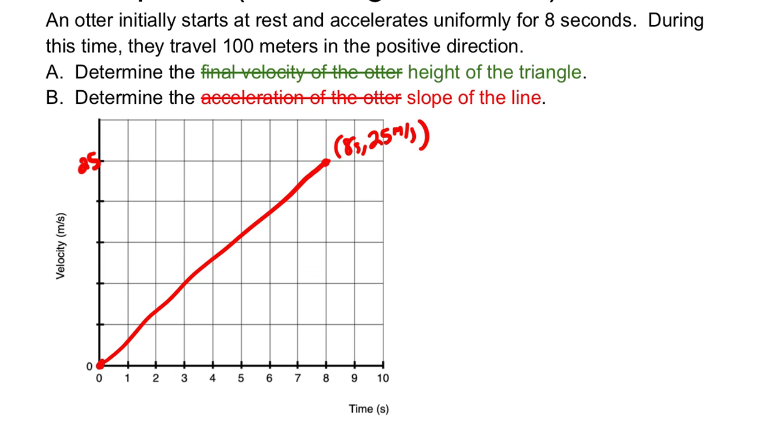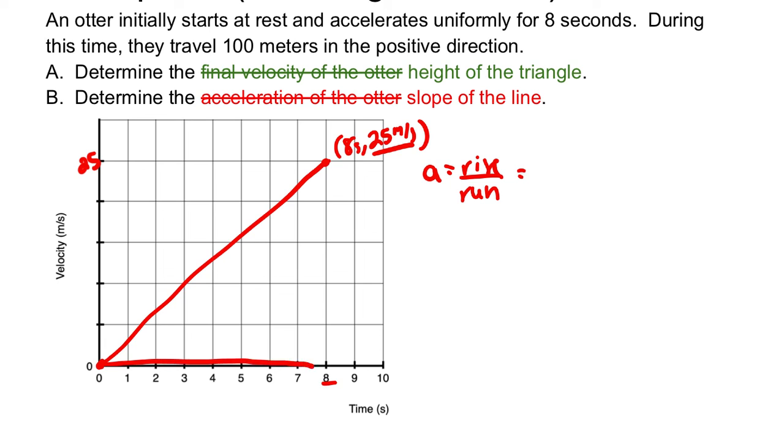All right, and so wrapping up this problem, now that we have the height of the triangle, we also have the final velocity at 8 seconds. And if we have to determine the acceleration of the otter at this point, all we really need to do is then do the rise over run of this line.